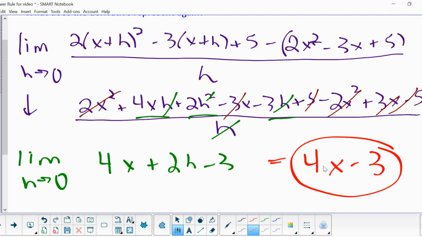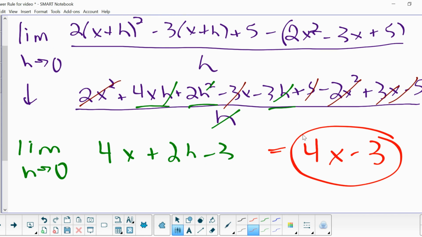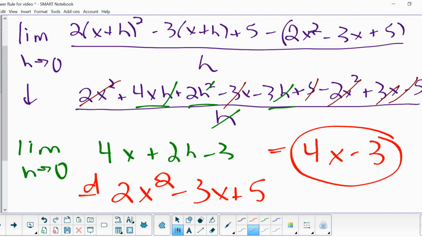So if you're looking at this 4x minus 3 and then compare it to this 2x squared minus 3x plus 5, you may have already started to recognize that the derivative is 1 degree less than the original function. So polynomial here of x squared, my derivative is 1 degree less.